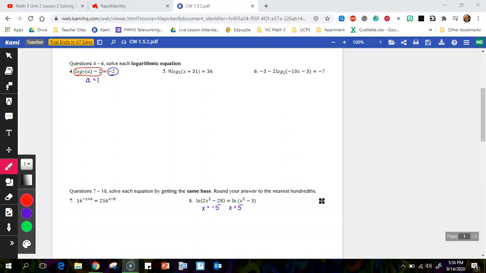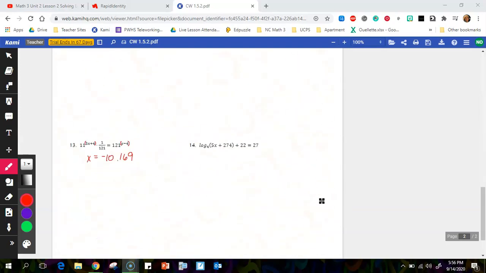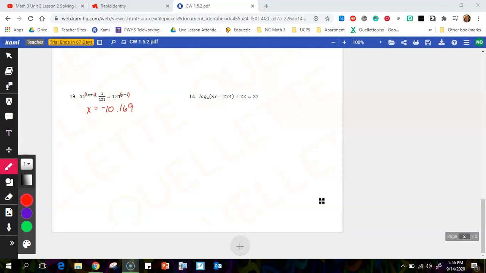I will tell you number 14 is going to be way up on the graph. So you're going to have to zoom out of Desmos to be able to find where they intersect, because it's not going to be near the origin.